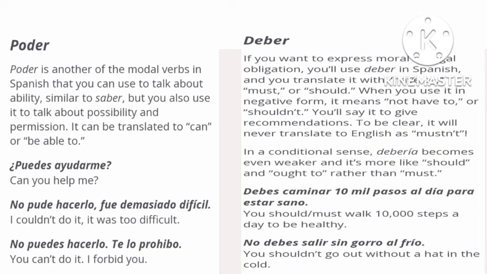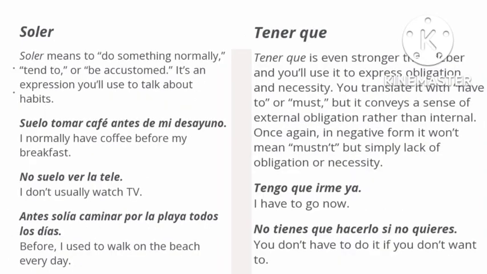The fourth one is deber. If you want to express moral or legal obligation, you'll use deber in Spanish and you translate it with have to, must, or should. The next one is soler. Soler means to do something normally, or tend to, or be accustomed. It's an expression you use to talk about habits.